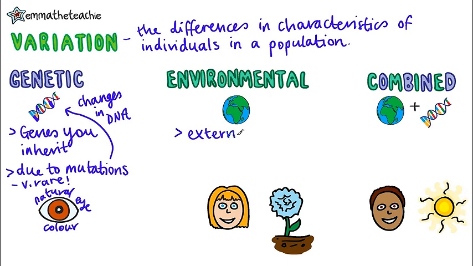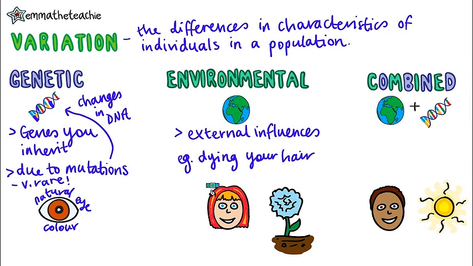Variation can also be caused by your environment. This means any external influences that are changing your characteristics. For example, just dyeing your hair. This changes the color of it. Another example are hydrangea flowers. If the plant is in acidic soil, the flowers will be blue, but if it's put in alkaline soil, the flowers change to pink.